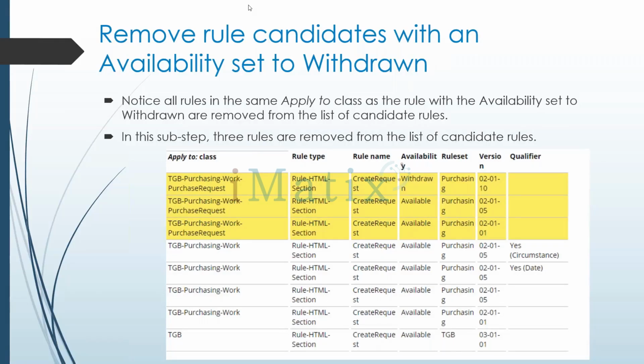Now the system is going to check if there are any other rule candidates with the same properties as the withdrawn rule, and if it finds some, then those will also be discarded. That's why you see here 3 rule candidates are highlighted. The first one is withdrawn anyways, it is out of the question, but the system checks, are there any other rules with the same kind of properties? Be it your classes, the rule set, it will check the version, and it is going to check the major version first. It finds that there are 2 other rule candidates with the same kind of properties. All 3 are discarded.